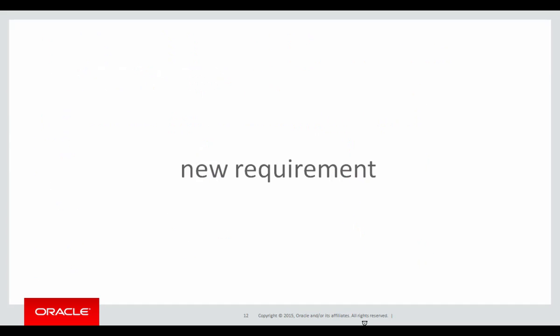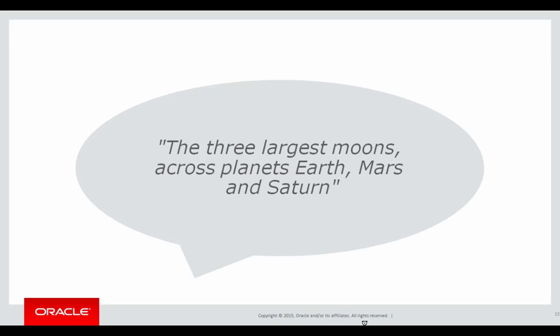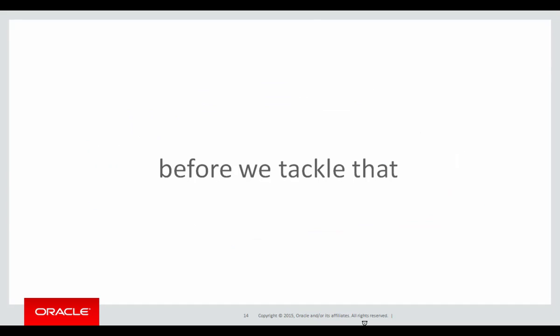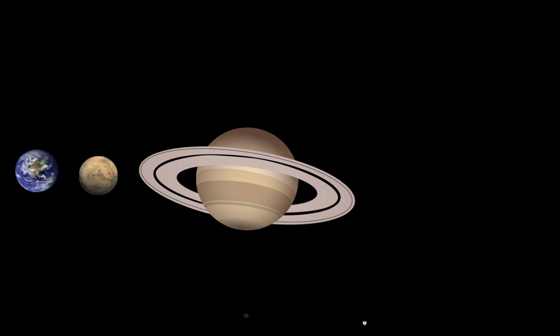But in this lesson, we're looking at a new requirement. A net new requirement is: give me the three largest moons across the planets Earth, Mars, and Saturn. Now, before we tackle that, the moment we start talking about analytics as predicates, we have this potential ambiguity. Let's have a look at the three planets for this new requirement. We've got Earth, Mars, and Saturn.